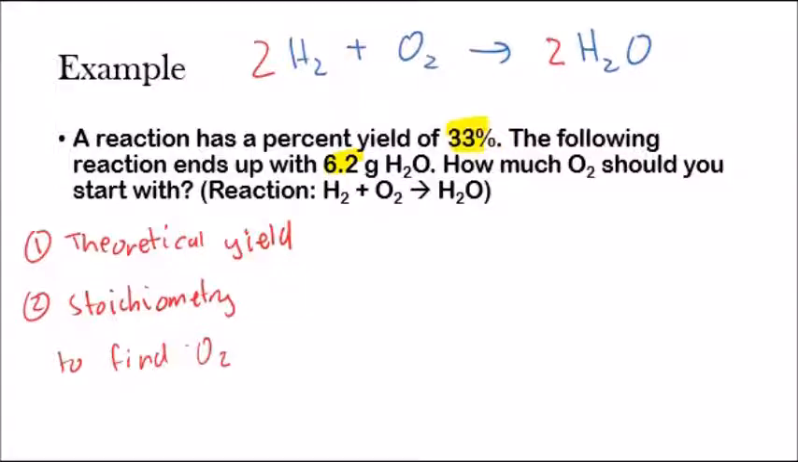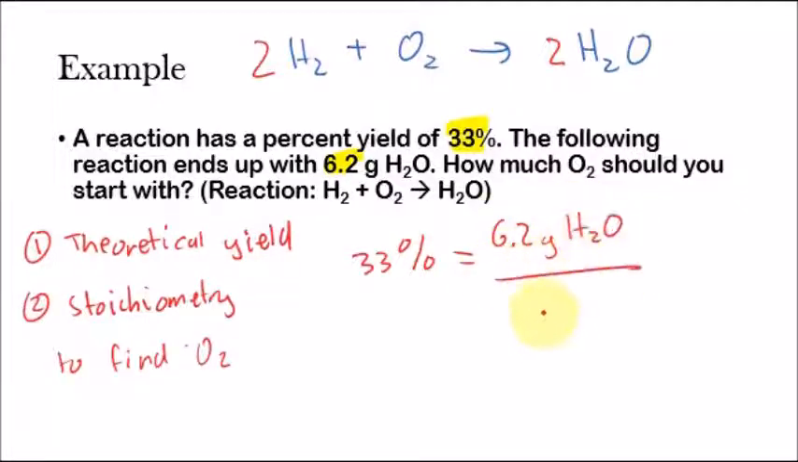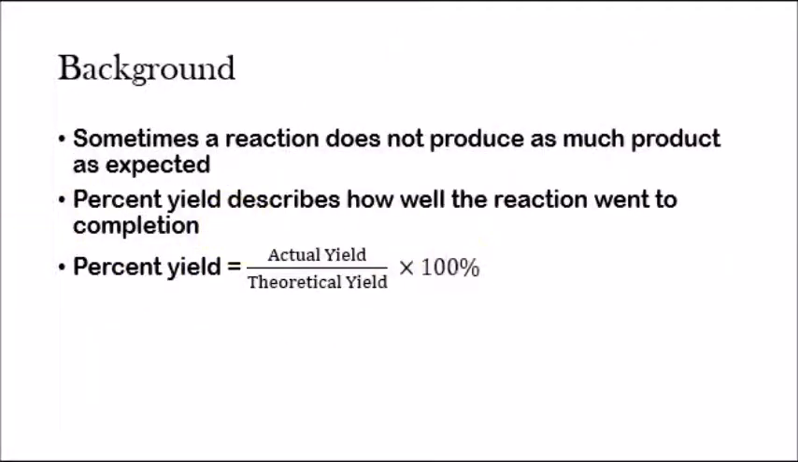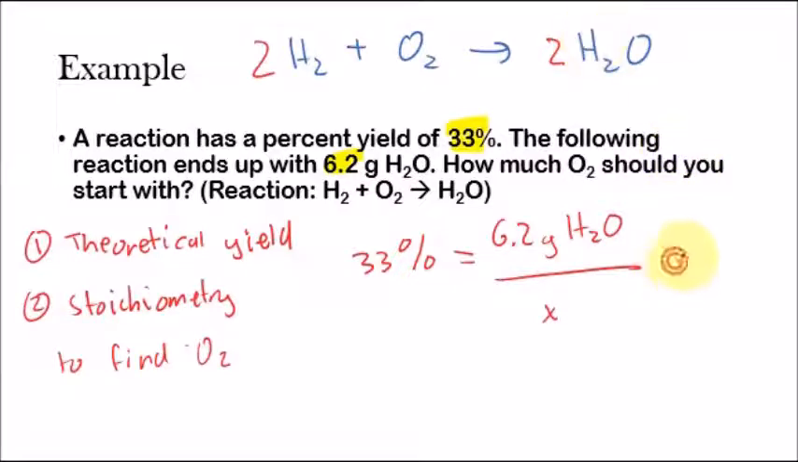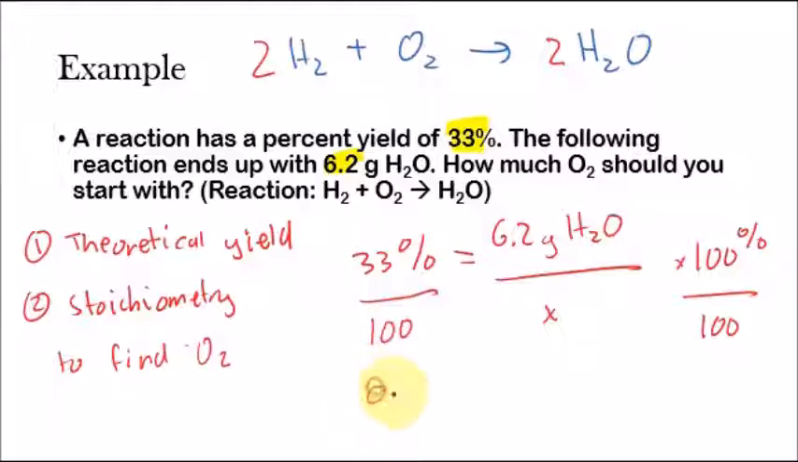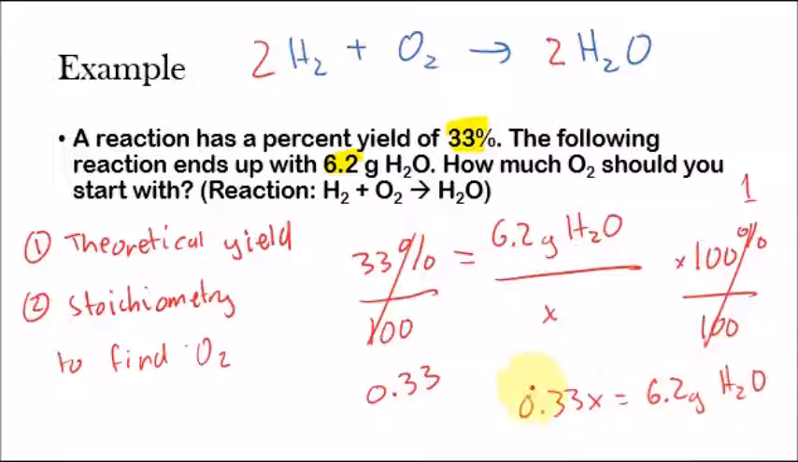So let's look back here. The percent yield is 33%. This gives us information here. We have the actual yield, which is 6.2 grams of H2O. We're looking for the theoretical yield, which is x, and then this is always multiplied by 100%. So first things first, we can divide each side by 100. We'll get 0.33 here. This is just turning into 1. And then from here, we can cross multiply and divide. So 0.33 times x is 0.33x, equal to 6.2 times 1, which is just 6.2 grams of H2O. Basic algebra, really. And then divide both sides by 0.33 to get x.